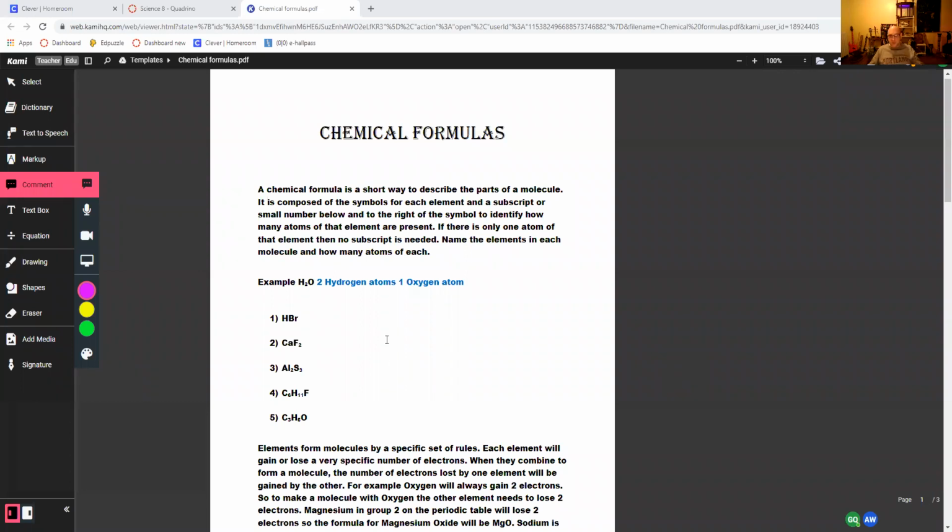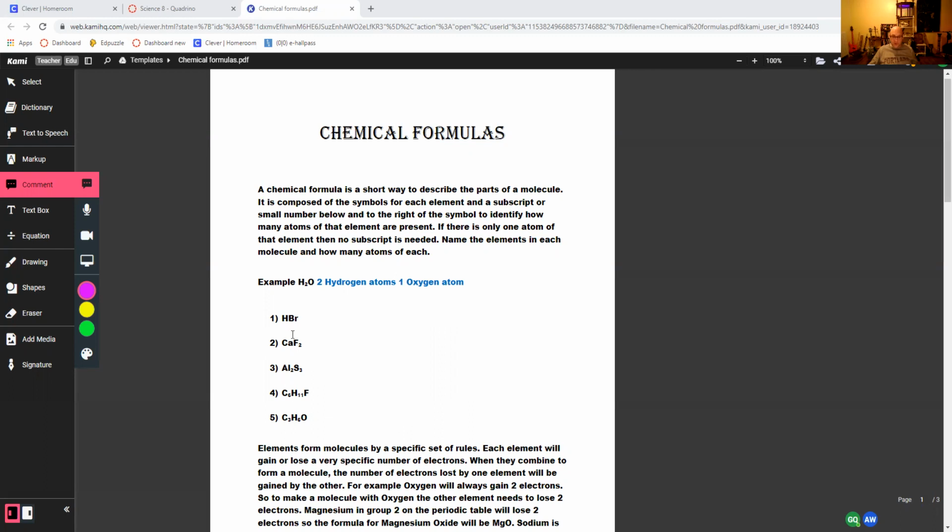Now, the first part you can probably do on your own, pretty straightforward. All you're doing is looking at these chemical formulas here, and you're going to write down how many of each type of atom is in the formula. So I did the example of water here, H2O. What H2O means is that there are two, that's that little two, hydrogen atoms and one oxygen atom.